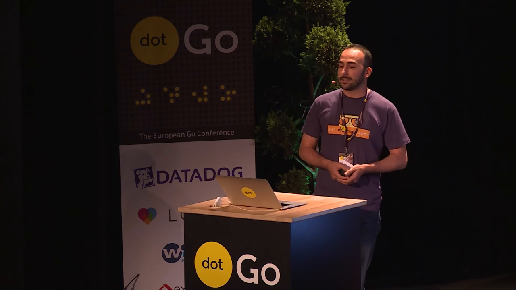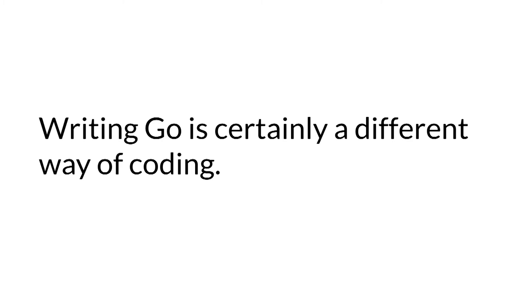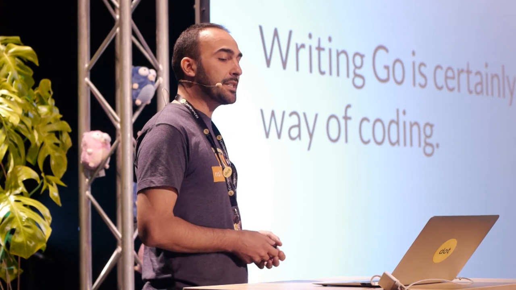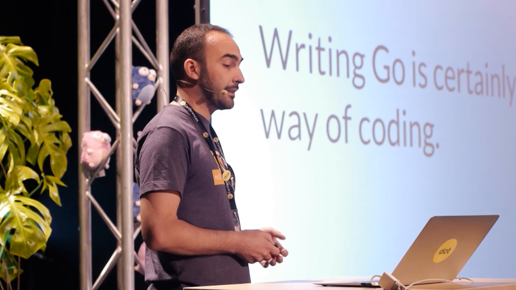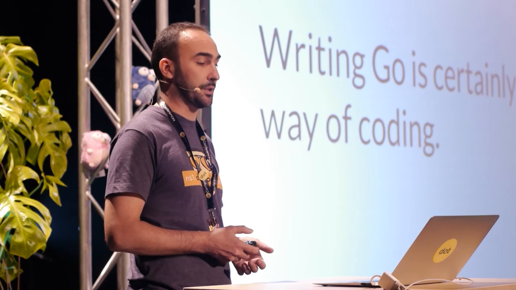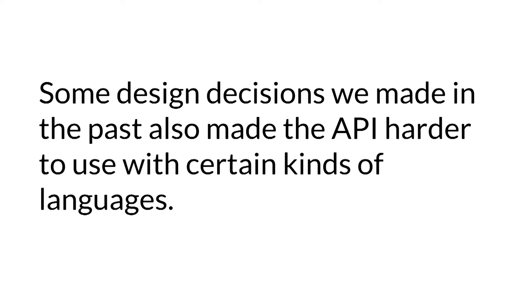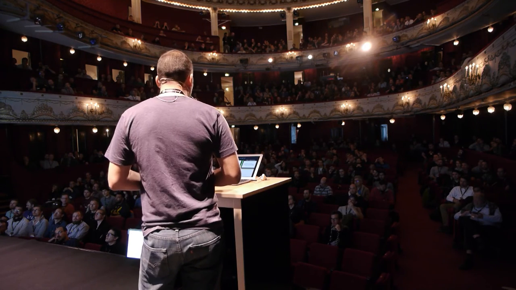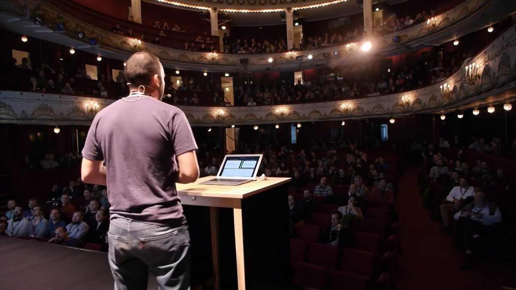Go is a strongly typed and very strict language, especially if you compare that to Ruby or Elixir. Some people believe that these are big constraints, and it is certainly a different way of coding. But thanks to these constraints, I realized that some design decisions that we made in the past also made the API harder to use with certain kinds of languages, not just Go. So let me show you a few examples.